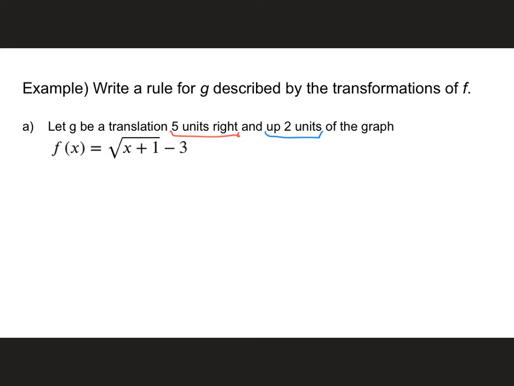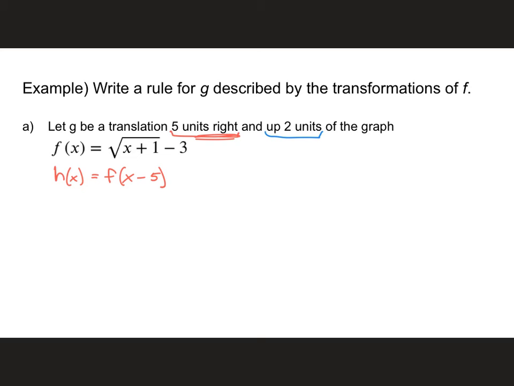Okay, so first thing we're going to do, we're going to come up with a new function. I'm going to call it h of x. And I know h of x is going to be the translation 5 units to the right. And I'm moving the graph of f 5 units to the right. And if I think of my function notation and what that is, that means it's f of x minus 5. Okay, so f of x minus 5.